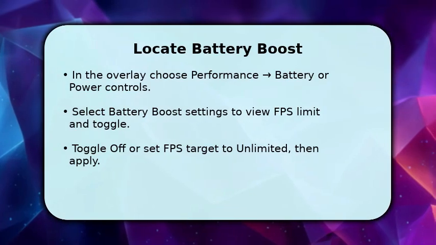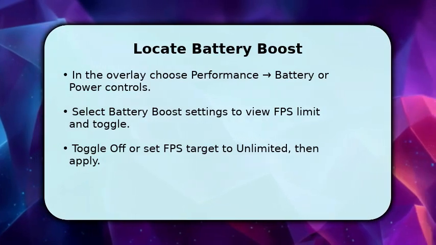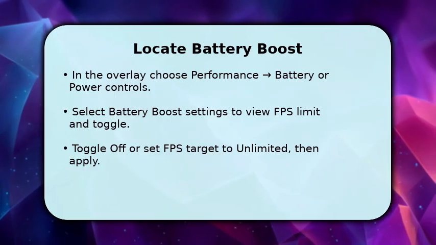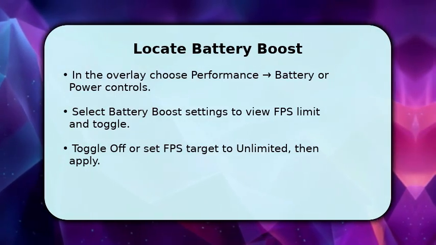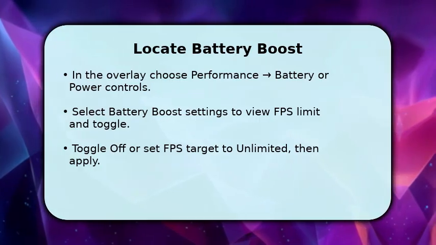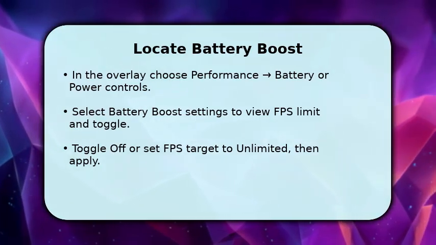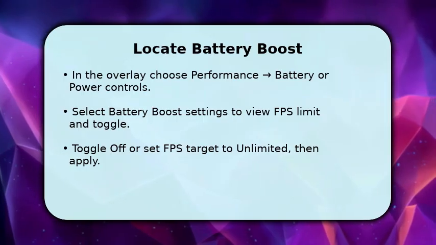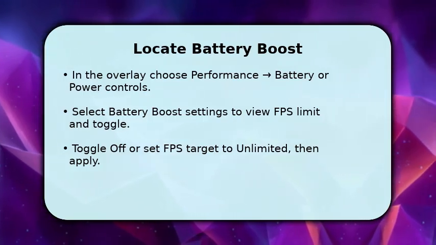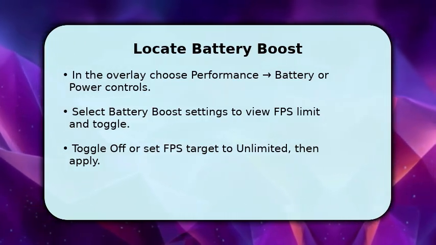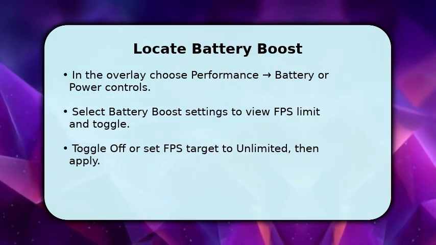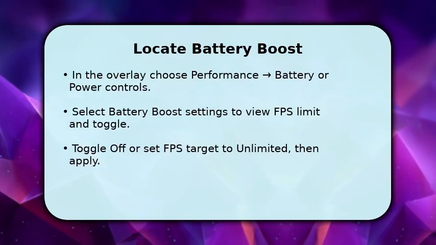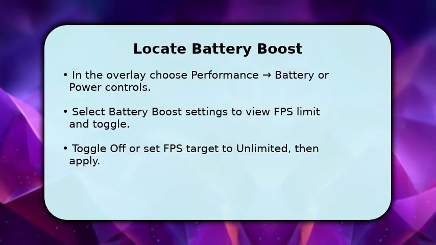You'll navigate to Performance inside the overlay and open the battery or power controls area so you can see current limits and the toggle. Next, select the battery boost entry to reveal the FPS cap and the on/off switch. This is where Nvidia restricts GPU output to save battery. Turn the toggle off, or change the FPS limit to unlimited if you prefer no cap. Make sure to hit apply or save so the new policy takes effect immediately.